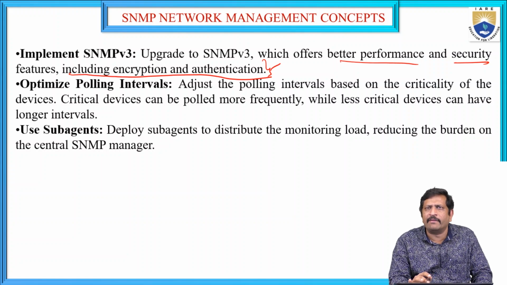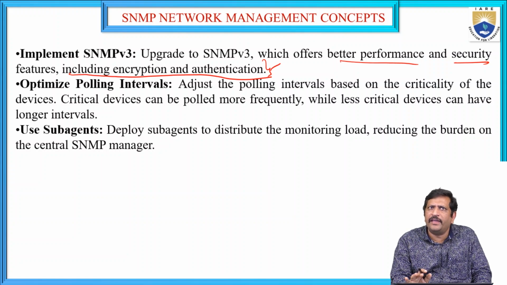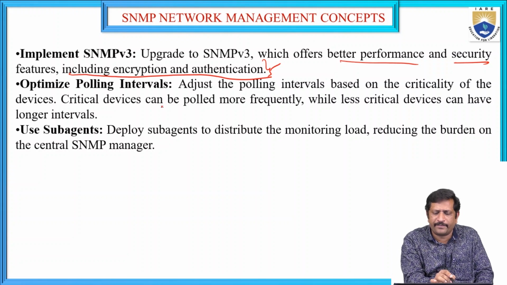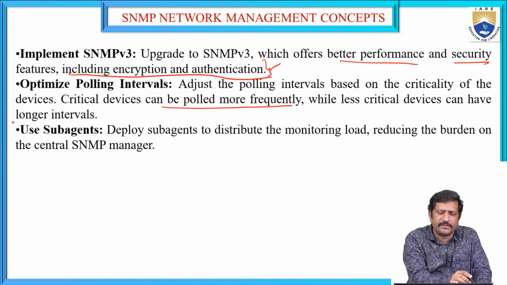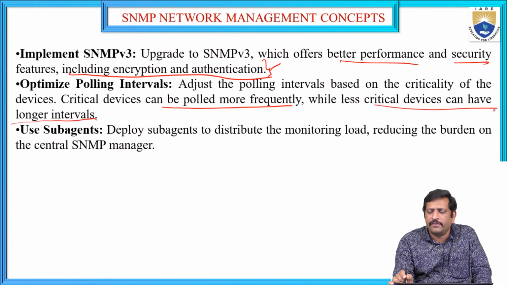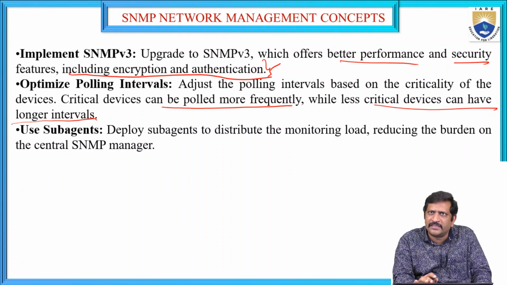Optimizing the polling intervals. How would you optimize the polling intervals? We adjust the polling intervals based on the criticality of the device. That means critical devices can be polled more frequently, while less critical devices can have longer intervals. That is why, for critical devices which are polled more frequently, the interval is very small. That is how we optimize the polling intervals.